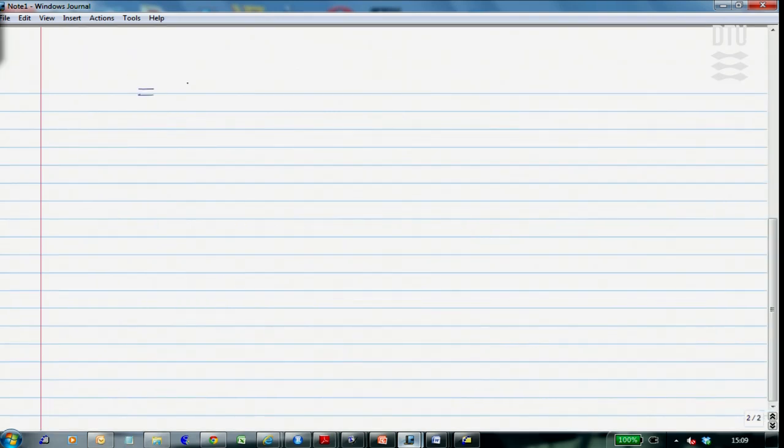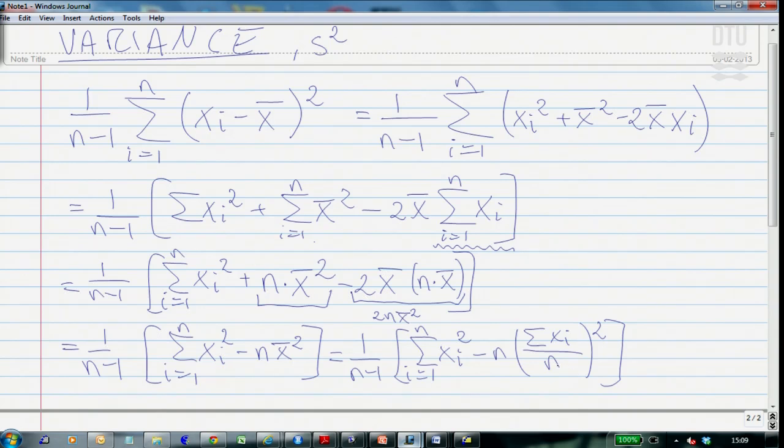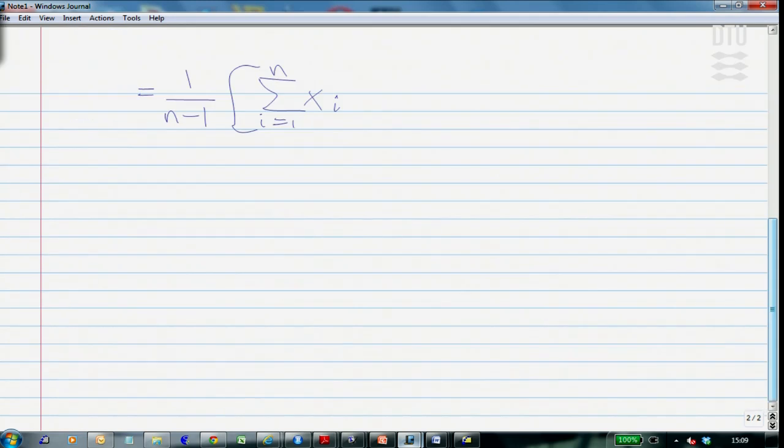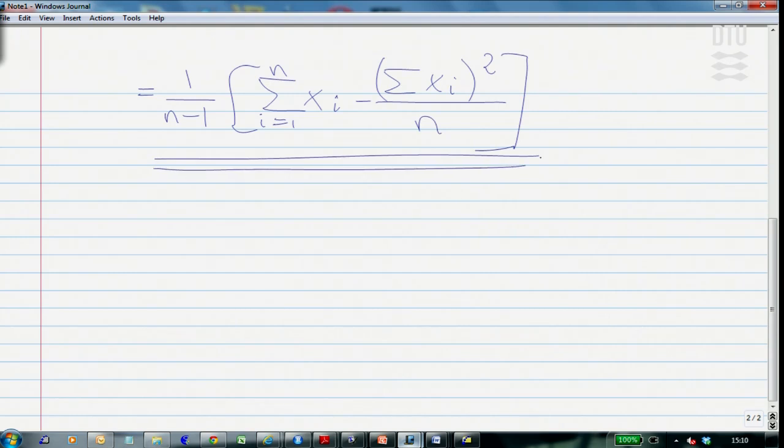The final result then becomes, we have 1 over n minus 1. The first term just maintains the same throughout. And the second term, we just look at it again. The n squared, one of the n's here in the denominator cancels out with the n on the outside, and altogether we have minus the square of the sum of xi, divided by n. And here we have, you could say, the classical hand calculation formula for the variance.